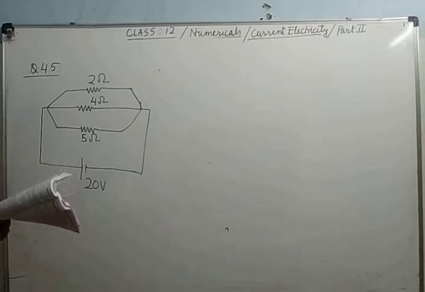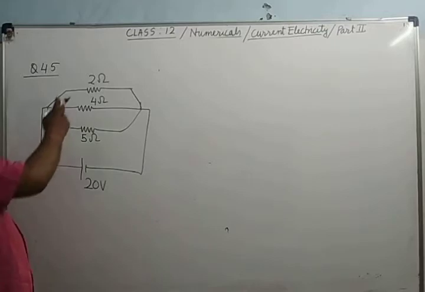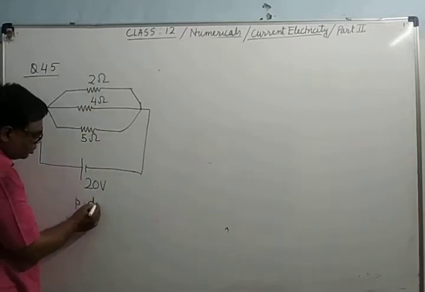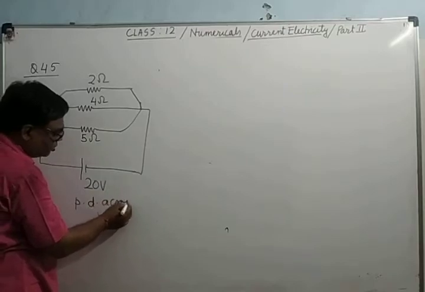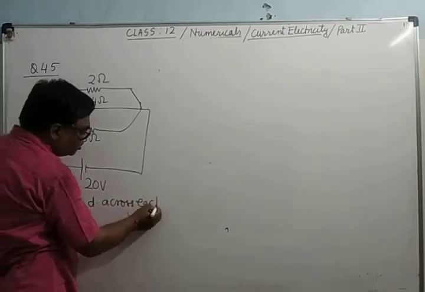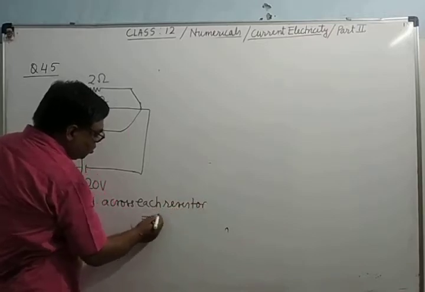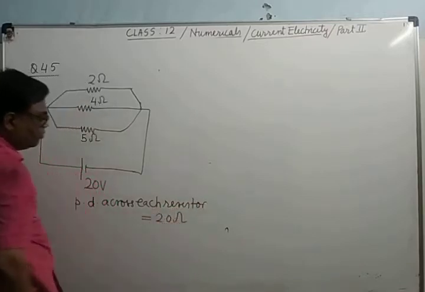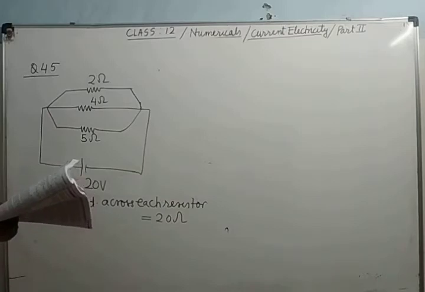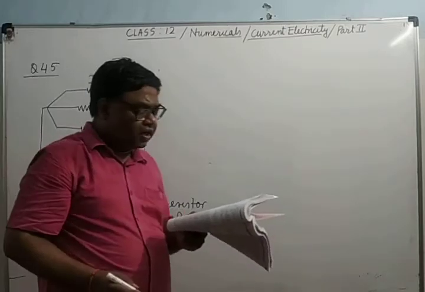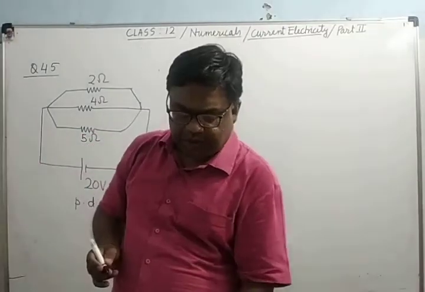Means what will be the potential difference across each R? It will be 20 volt. Its internal resistance is negligible. Which means the potential difference across each resistor will be equal to 20 volt. Which means you have to find the equivalent resistance, current drawn and current through each resistor. So very simple it is.